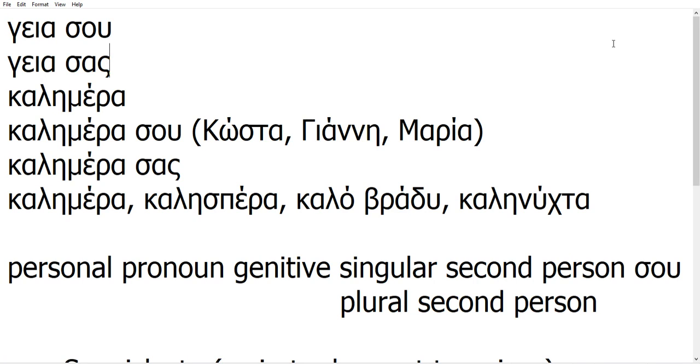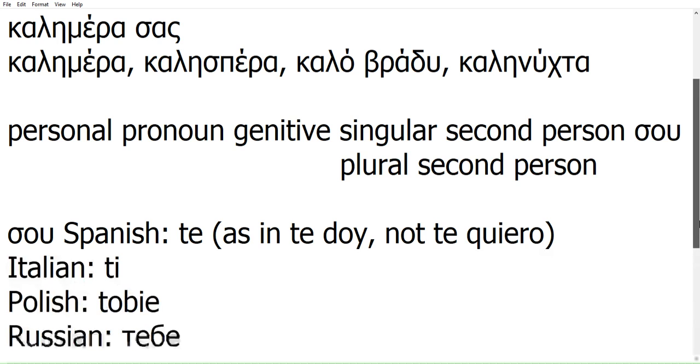So this will be a short video about the words "su" and "sas" in Greek, these two little words that you will hear a lot when people say hello. Like γεια σου, γεια σας, καλημέρα σας, καλησπέρα σας, καλό σας βράδυ, etc. First, I will explain what these two words are, and then how you can use them. But first, let's start with what these words are.